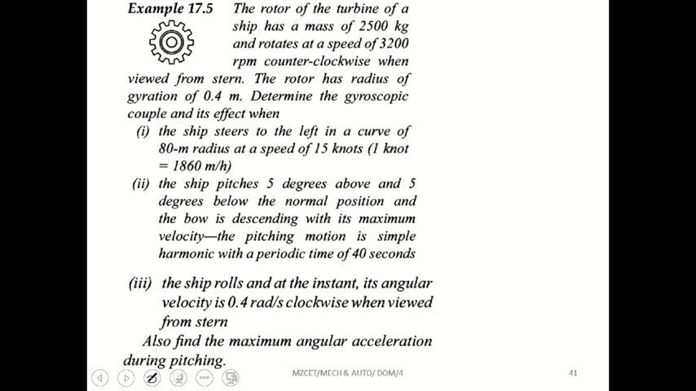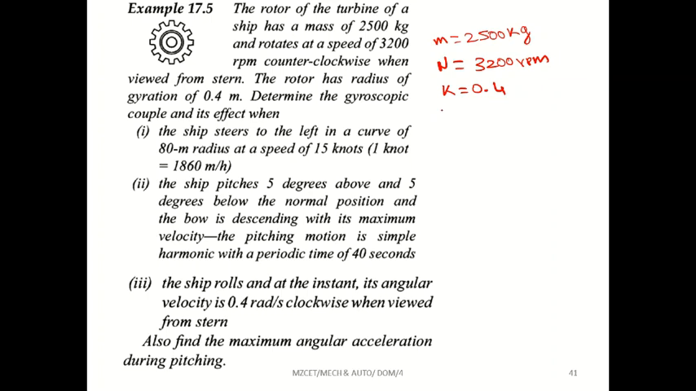We'll solve one more problem. The rotor of the turbine of a ship has a mass of, so mass value, rotates at speed RPM, K value 0.4. What is given? Okay, this is what is given.